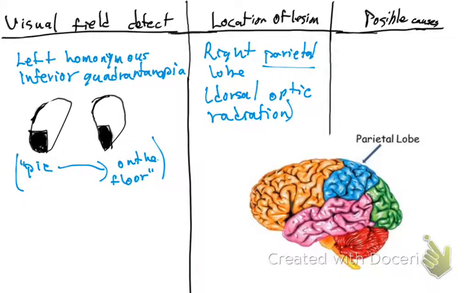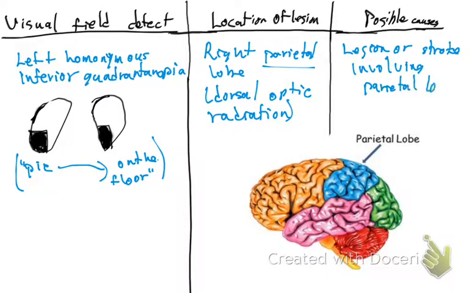And what are the possible causes of this? There is a lesion or a stroke involving, what do you think is going to be involved? We already gave the answer. So your parietal lobe. Got it? Your parietal lobe. Cool.